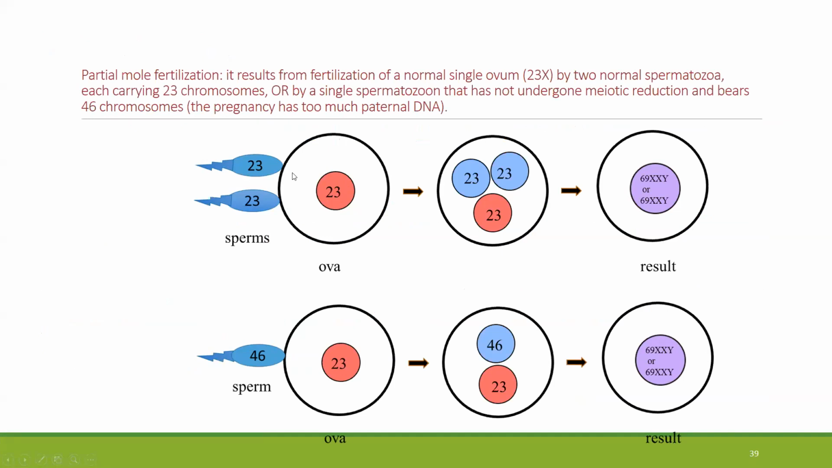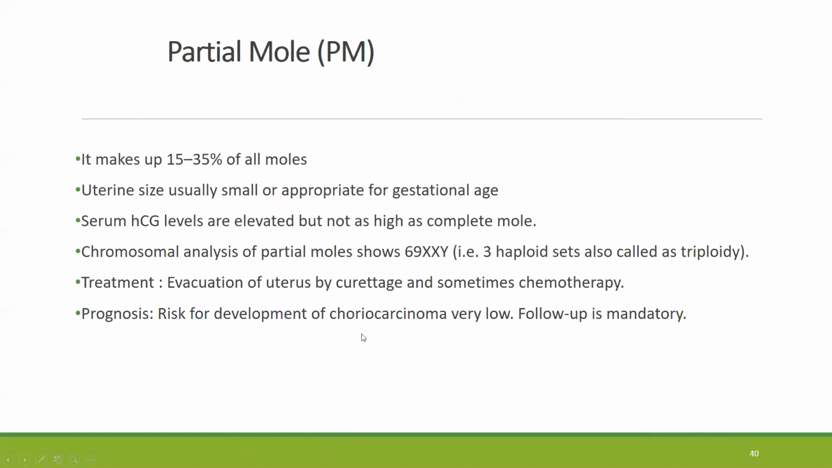One set from the mother, two sets from the father. It comes with the 69 chromosomes. This is the most common scenario for the partial mole. Sometimes we get a different scenario: one set from the mother, one set from the father, and the set of the father divided to give the 69. So the end result in partial mole is always 69 chromosomes, two sets paternal, one set maternal.